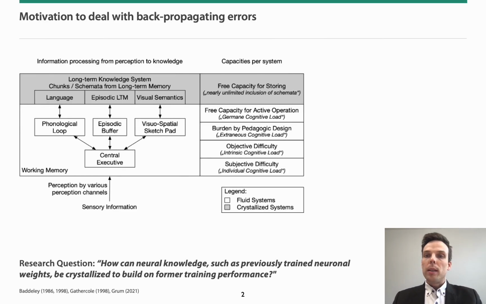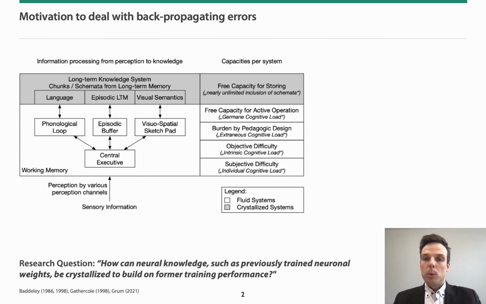Inspired by the human brain, psychologists identified two kinds of learning phases. First, learning phase in which sensory information is transferred to the working memory. Please see the white components in the figure. Here, we find common components to deal with these temporary fluid signals, such as the phonological loop, the episodic buffer, the visual spatial sketchpad, and the central executive.